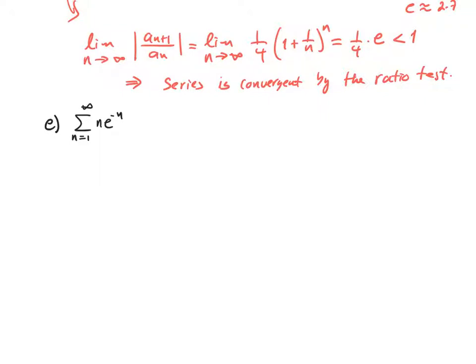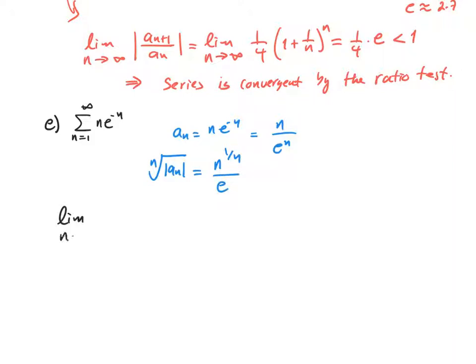In part E, you have several choices. You can use the ratio test, the root test, and the integral test. The easiest one here is probably the root test. So here we have a_n is n e to the minus n, which is the same thing as n over e to the n. So hence, if we take the n-th root of the absolute value, it will be n to the 1 over n, over e.